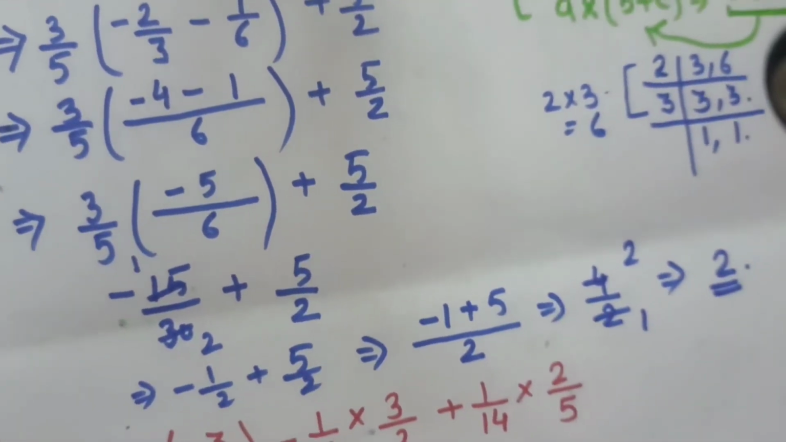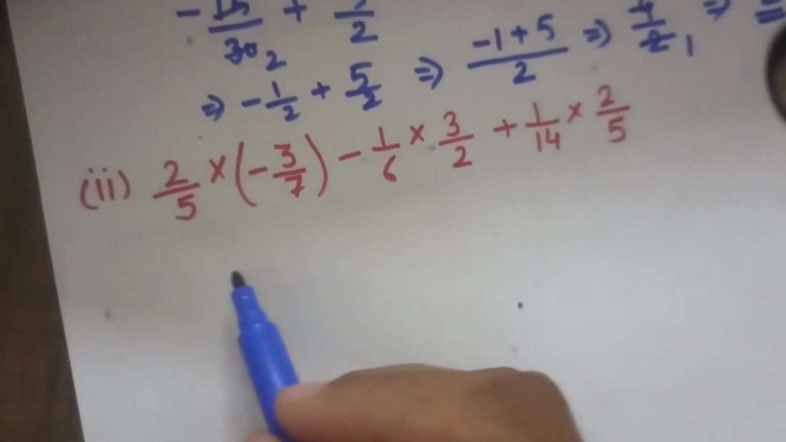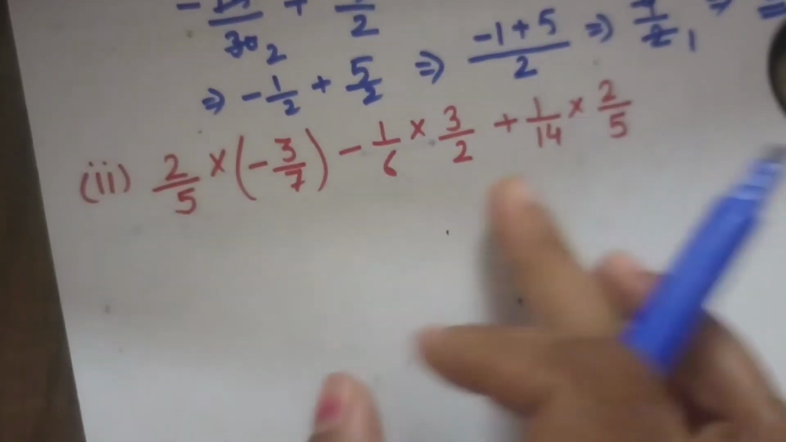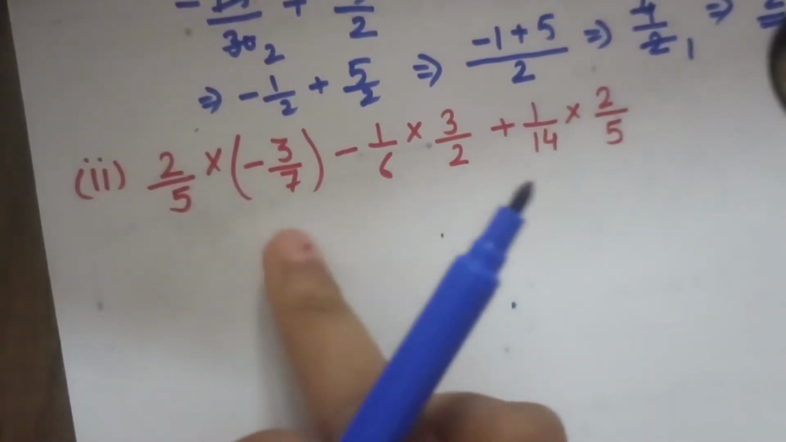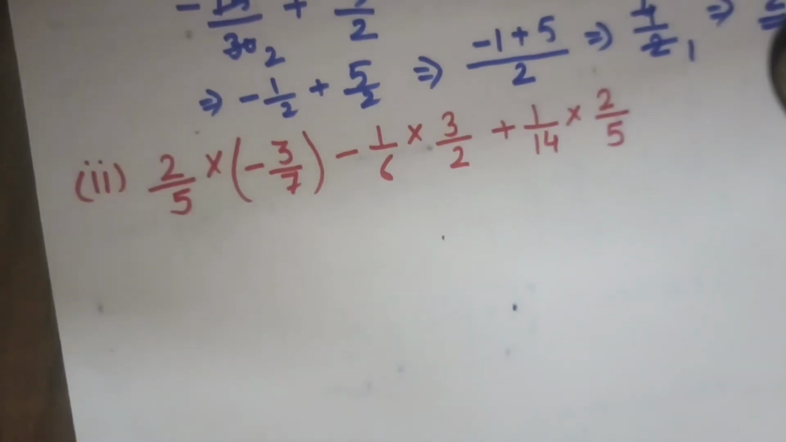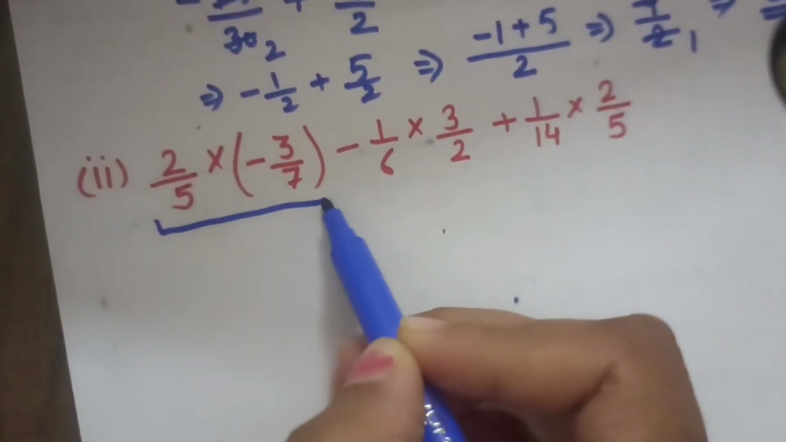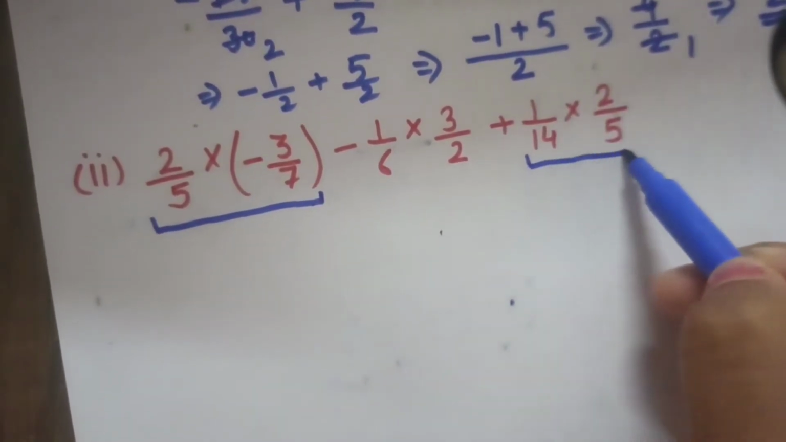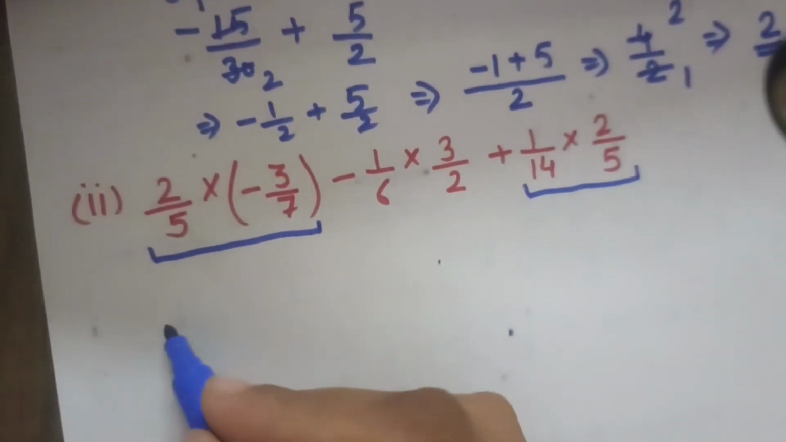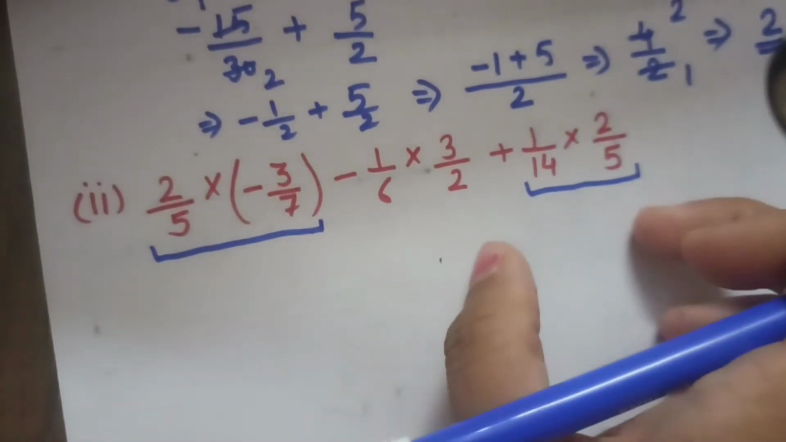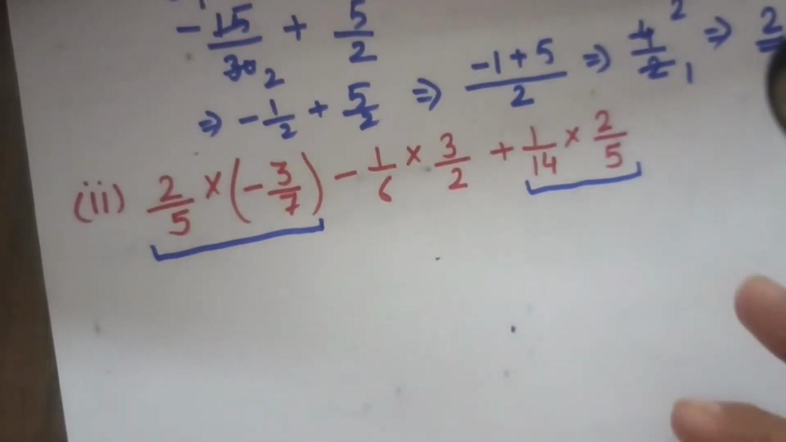Okay, now we'll solve the next question. Here also we have been given some terms, so let's take a look if anything is common in this whole term. In both of these terms, 2 by 5 is common, so we will write these two terms together and this term separately.